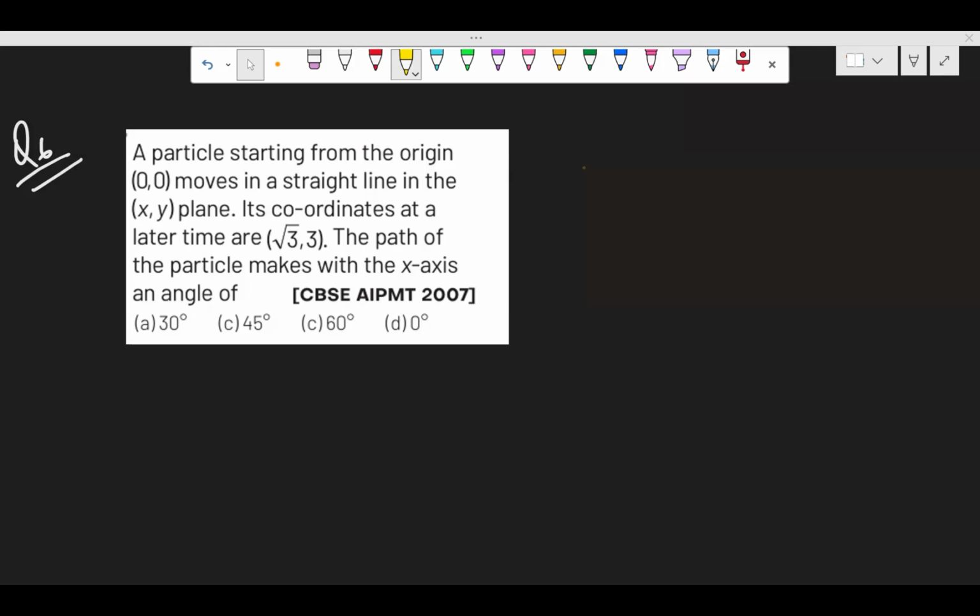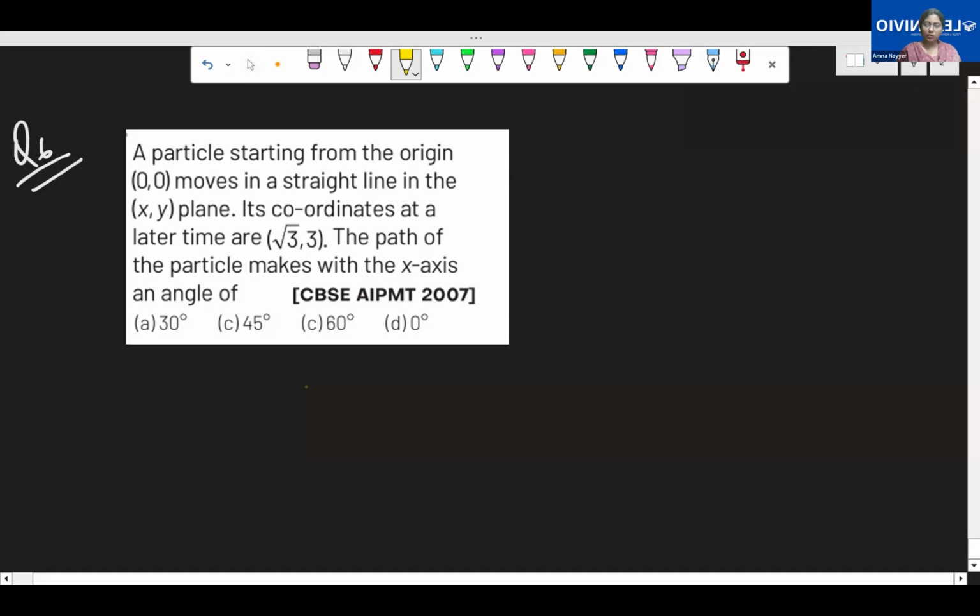So, for the x-axis, it's root 3. And then for the y, it's 3. So, tan theta equals sine by cos, right? Sine will be y-axis, cos will be the x-axis. So, 3 by root 3 equals root 3. So, theta equals 60.